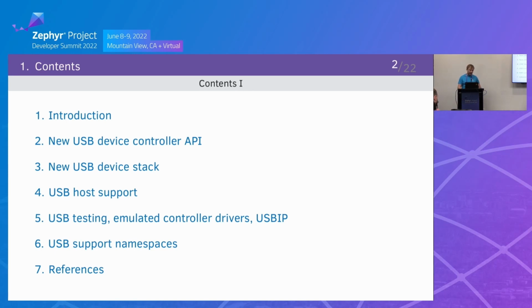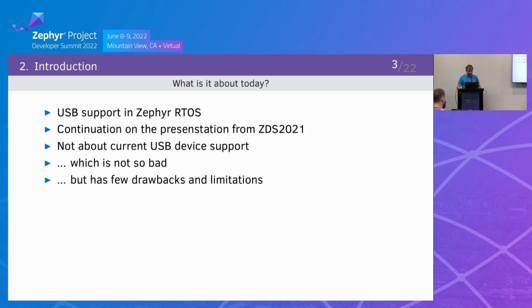I will give a quick overview about our state and planned work for this year. I will not get into detail about the new USB device APIs, but give you a quick overview. So what is today about? It's about USB support. It's a continuation of the presentation from the last Zephyr Developer Summit.